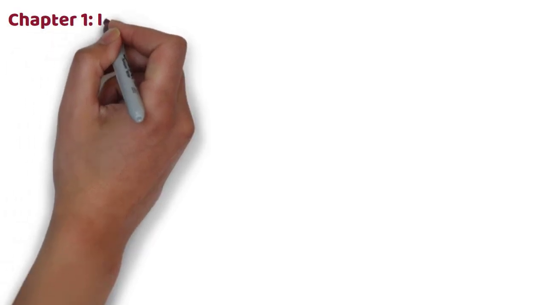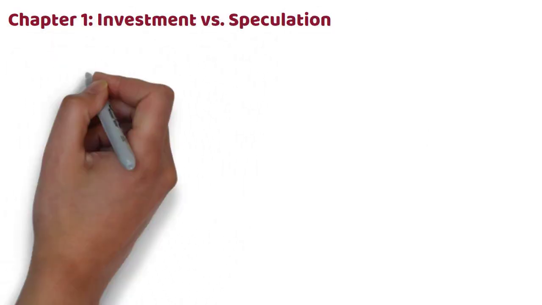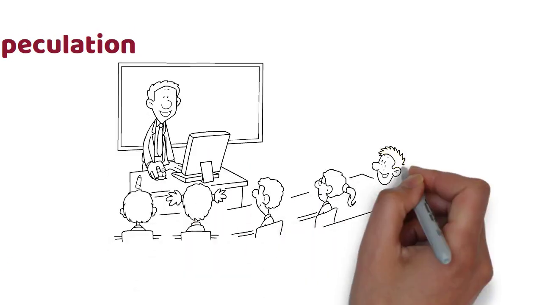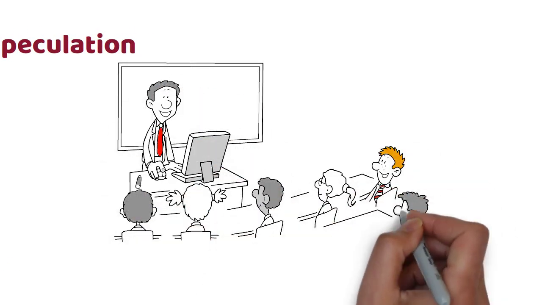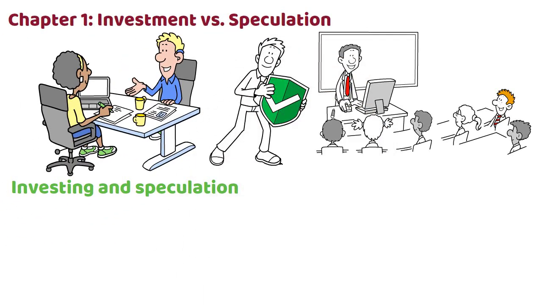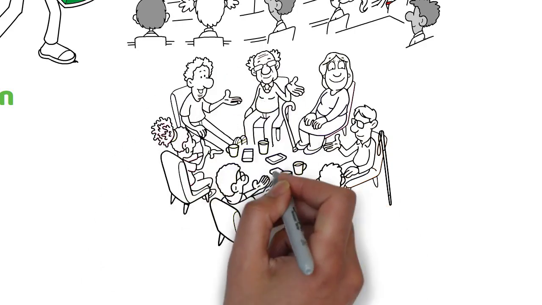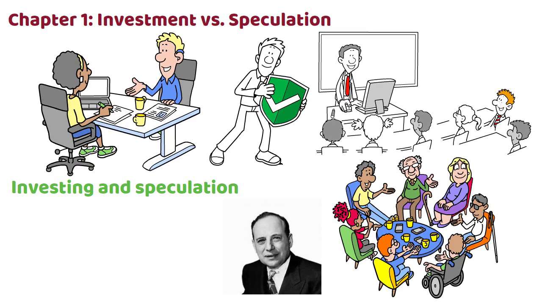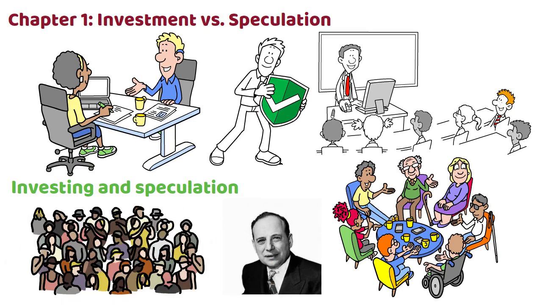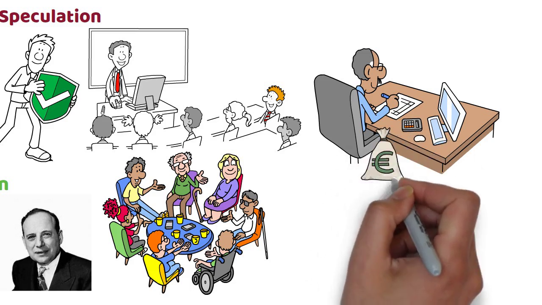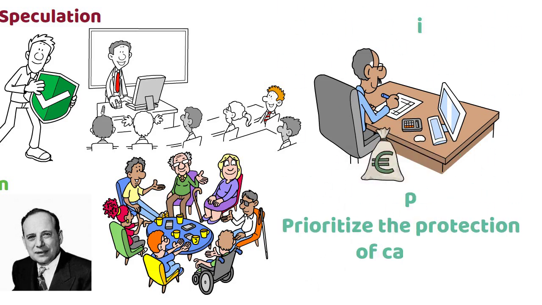Chapter 1: Investment versus Speculation. In this chapter, Graham draws a clear line between investing and speculation. He defines investing as an operation that, after thorough analysis, promises safety of principal and an adequate return. Speculation, on the other hand, is any operation that does not meet those criteria. Graham warns that many people engage in speculative activities under the guise of investing, often leading to unnecessary risks. He emphasizes that an intelligent investor must be disciplined and prioritize the protection of capital.